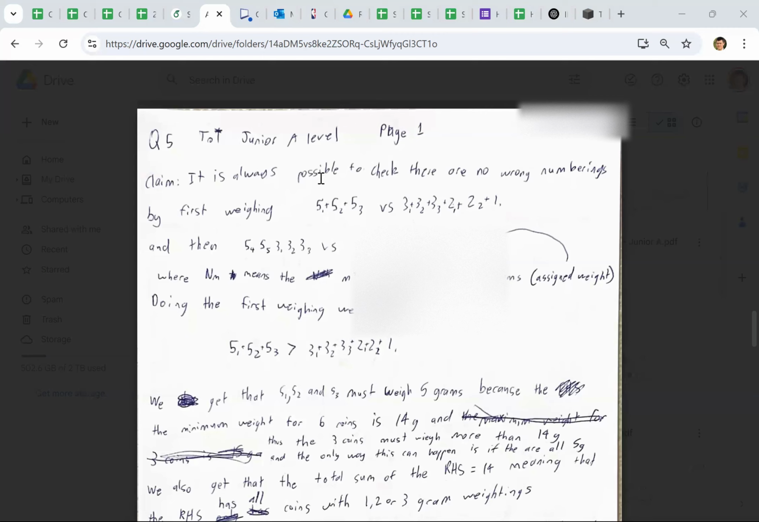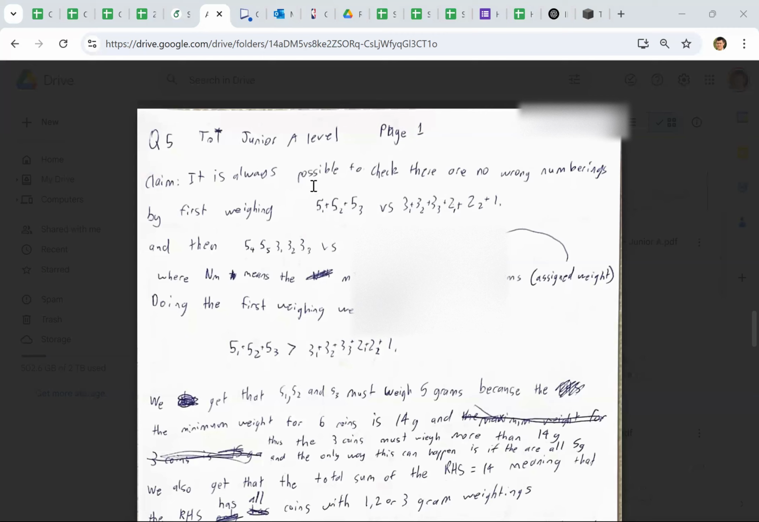Does that make sense? Yeah? Because we know this is at least 14. For this to be more than something that's at least 14, it has to be at least 15, right? But it's also at most 15. Yeah. So it has to equal 15, right? And so if it's equal 15, then you know that they're all correctly labeled.